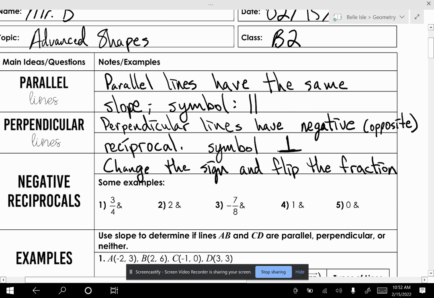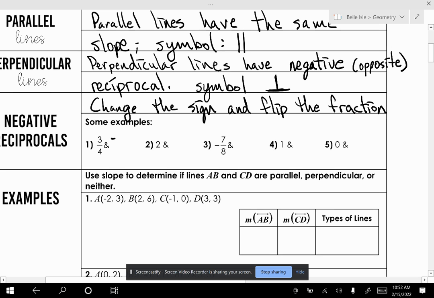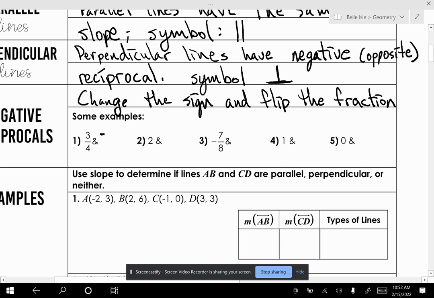Okay, so if we look at number one right here, first to change the sign, this is a positive 3/4. So we know the negative of that is going to have a negative sign. And then after we change the sign, we are going to flip the fraction. So instead of it being 3 over 4, it's just going to be 4 over 3.